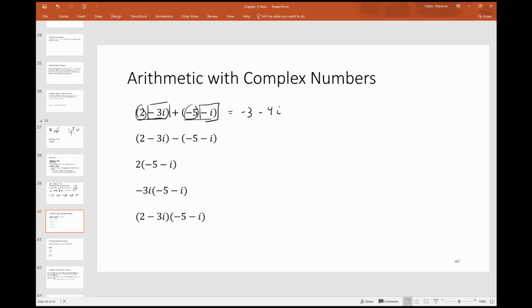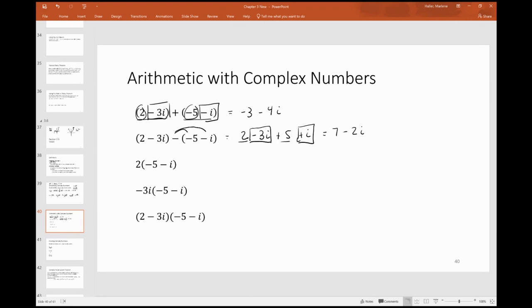All right, subtracting complex numbers. Do you know what I like to do? I like to just distribute this negative, and then just combine like terms, right? So I can have 2 minus 3i, and then minus a -5 would be plus 5, and then minus a -i would be plus i, right? Then when I combine like terms, I've got a 2 plus 5. That, of course, is 7. I have a -3i plus i, that of course is -2i.